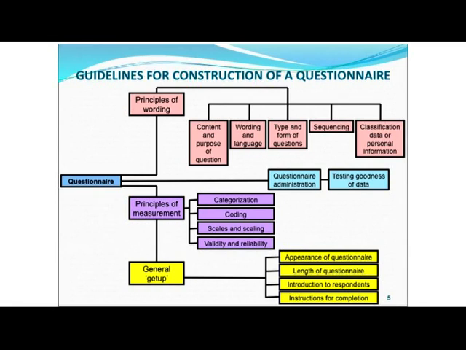The next principle of measurement, and a very important one, is scales and scaling.